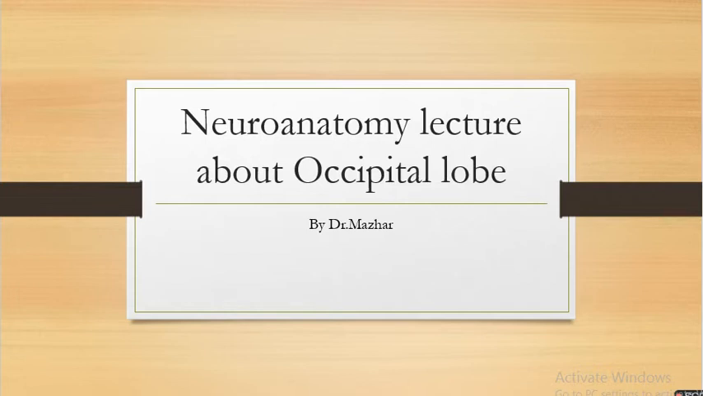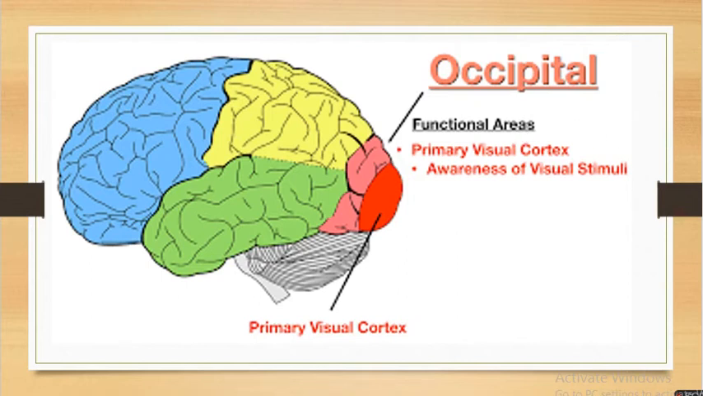So basically, the occipital lobe is present posteriorly in the cerebrum. So this is the occipital lobe. So in the anatomy of the occipital lobe, it is posterior to the parietal lobe, so it connects with the parietal lobe. So this is the basic anatomy of the occipital lobe.